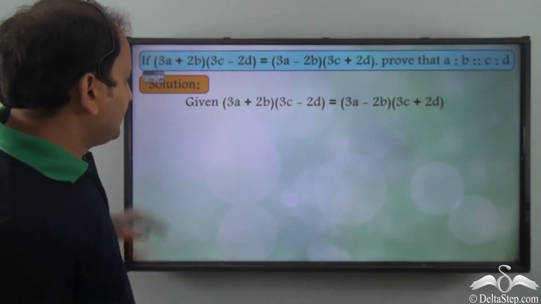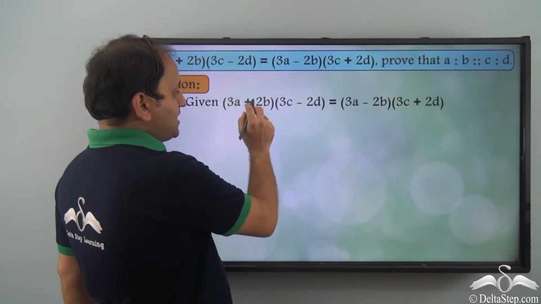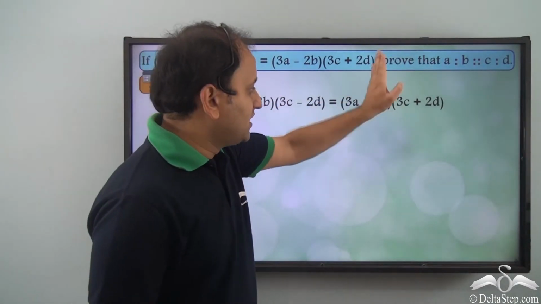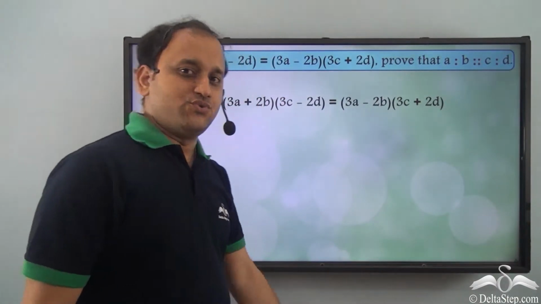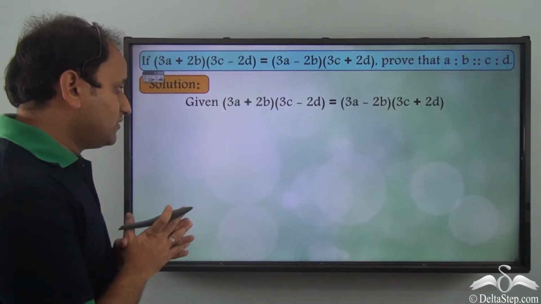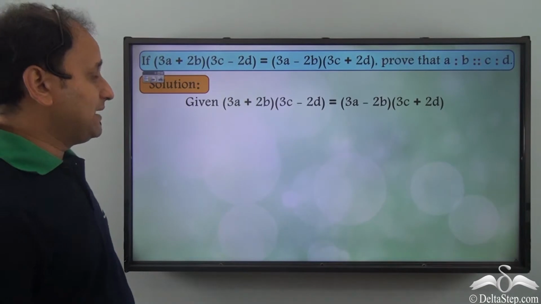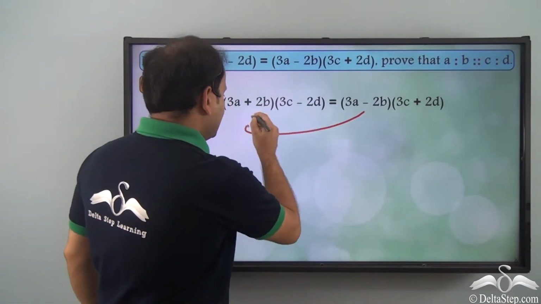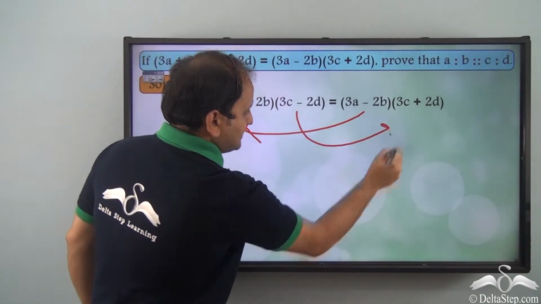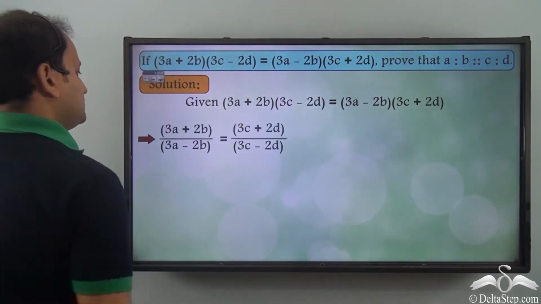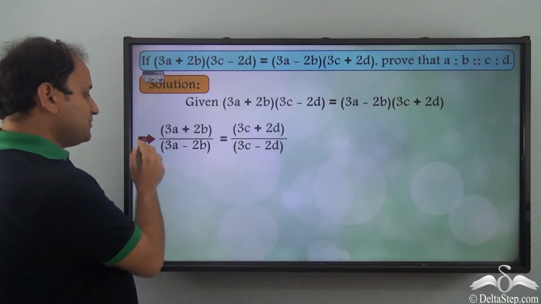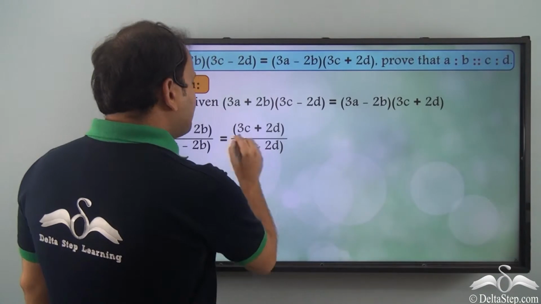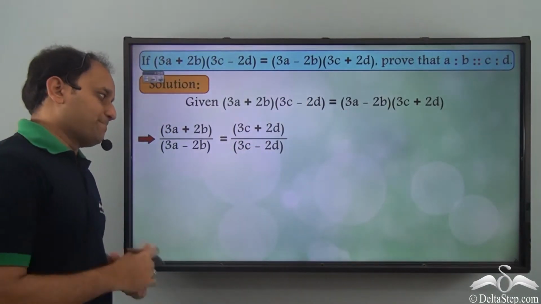So what is given? We have (3a plus 2b) into (3c minus 2d) is equal to (3a minus 2b) into (3c plus 2d). Now if we perform cross multiplication, then what do we get? We can bring this here and this here. So what do we get? (3a plus 2b) by (3a minus 2b) is equal to (3c plus 2d) by (3c minus 2d).